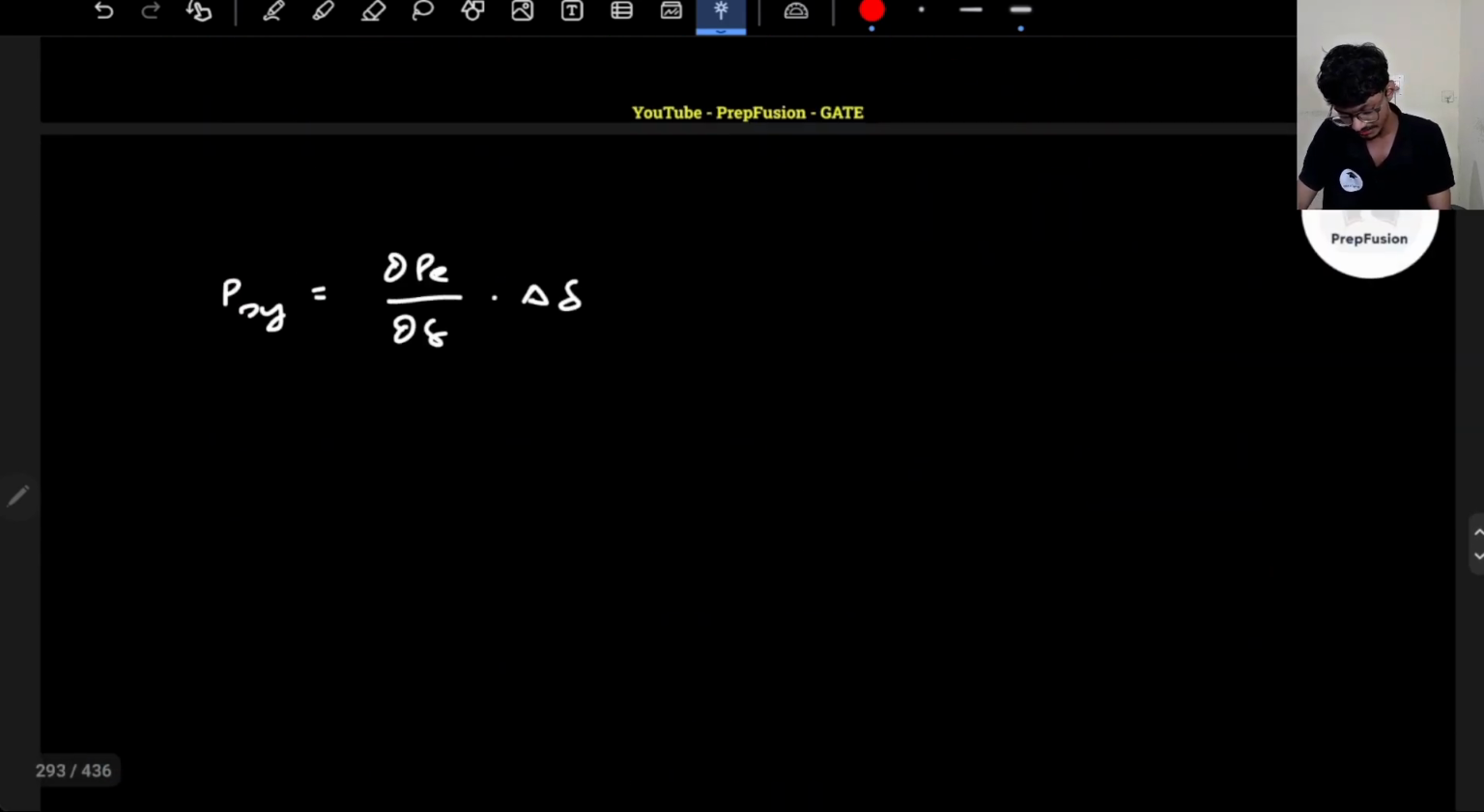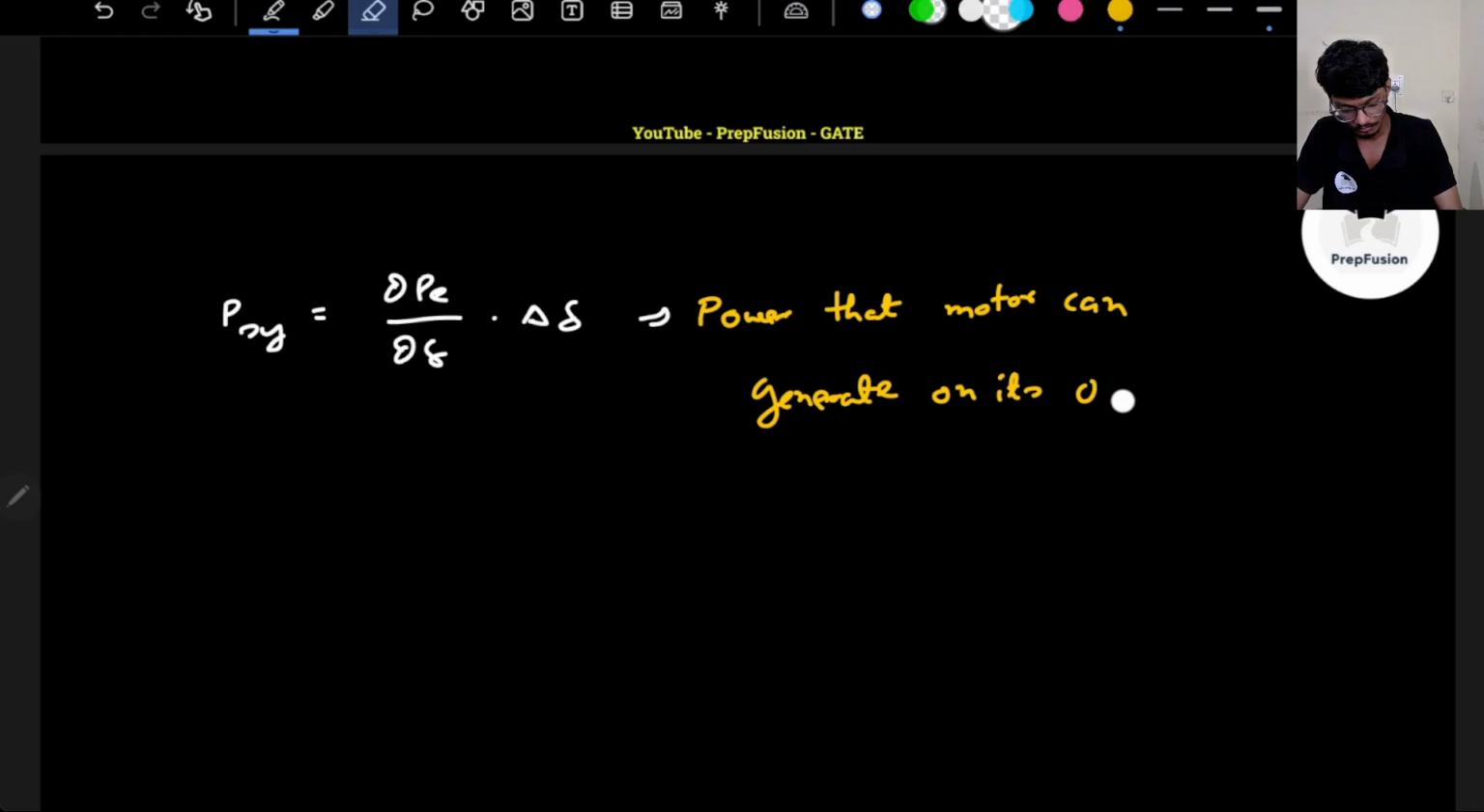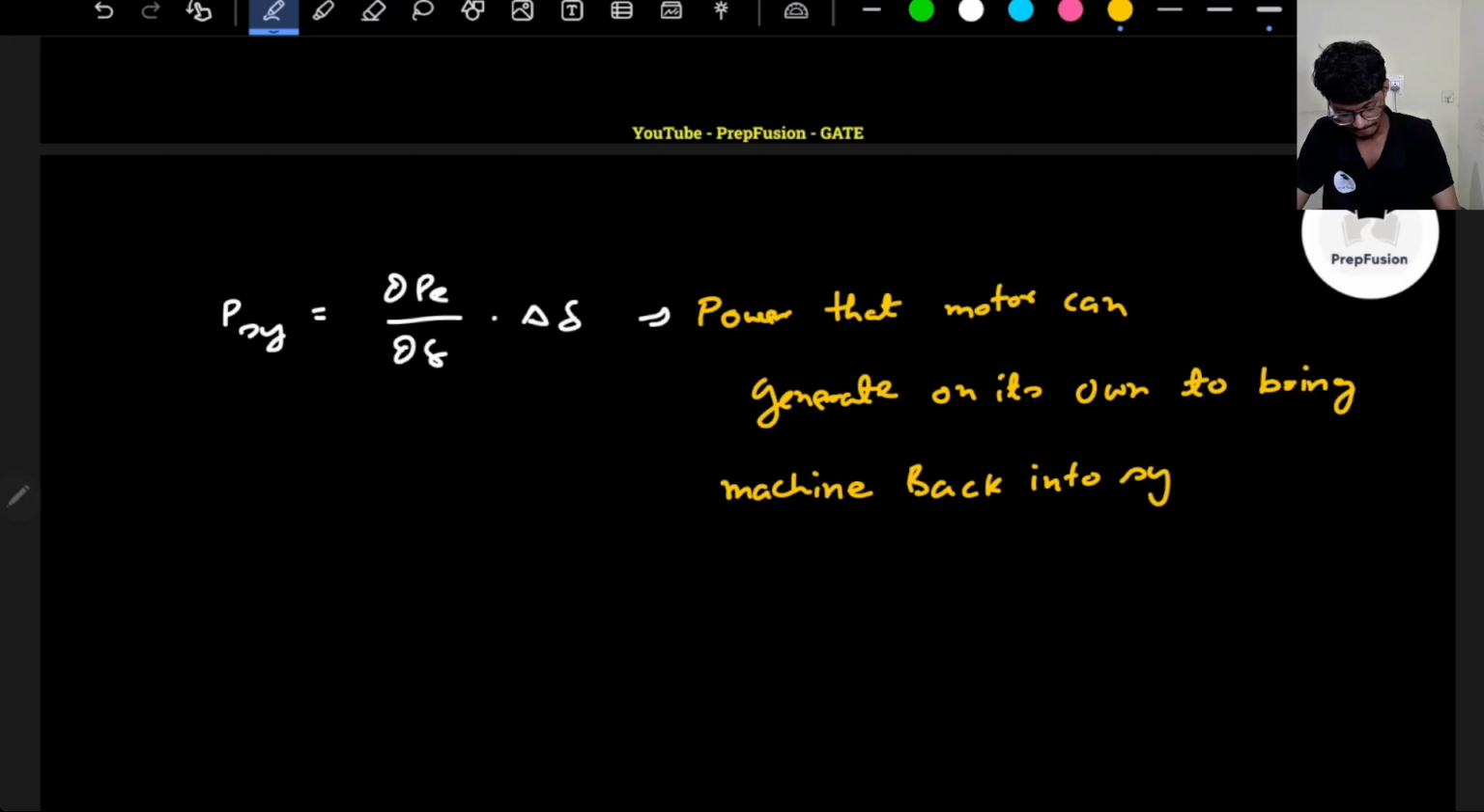So this PSY is basically the power that the motor can generate on its own, and for a generator it will just be the opposite, to bring the machine back into synchronism.